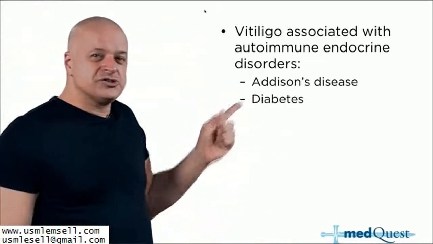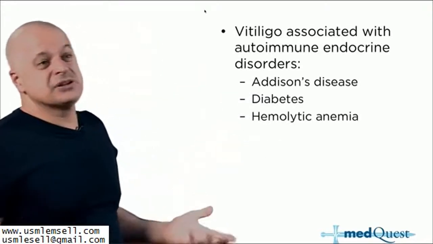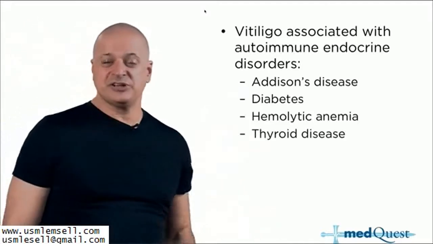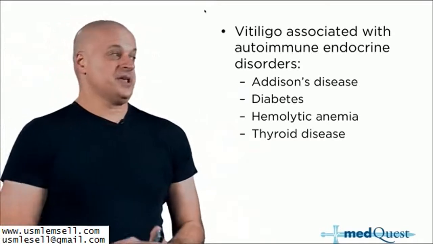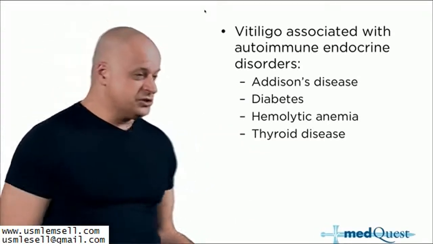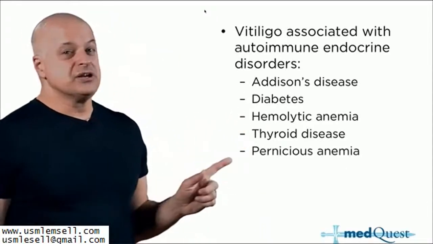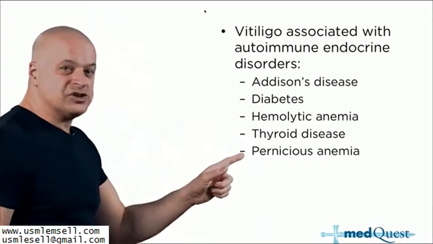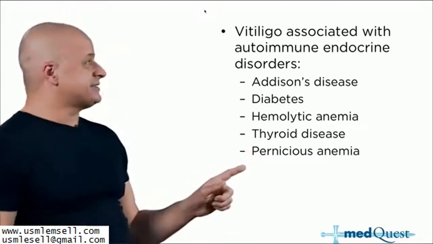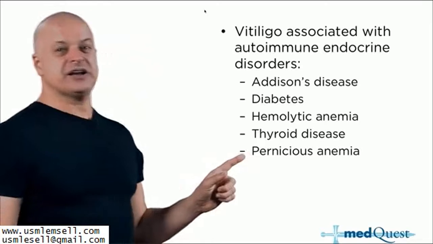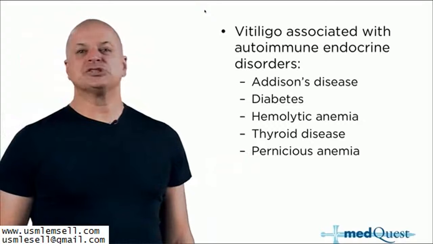Addison's: I'm allergic to my own adrenals. Diabetes: I'm allergic to my own pancreas. Hemolytic anemia: I'm allergic to my own red cells. And thyroid disease too, because remember, Hashimoto's thyroiditis is a circulating antibody. These are all associated. They're part of extracellular immunity, because it's the same person that also has antibodies against their intrinsic factor, anti-intrinsic factor and anti-parietal cell antibodies, which is what you get in B12 deficiency.